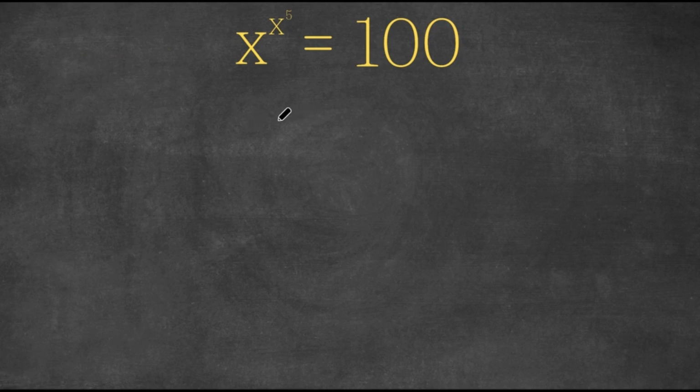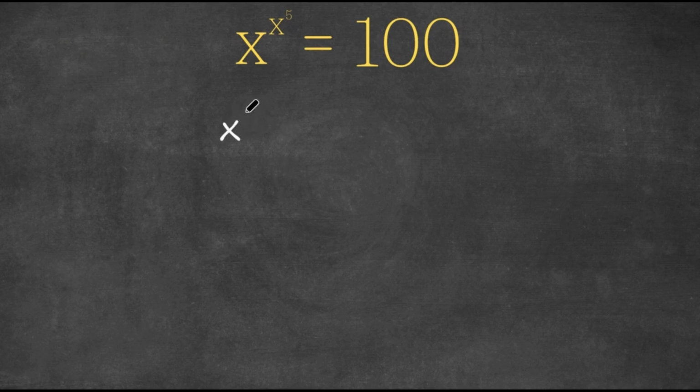In today's video, I'm going to be teaching you guys how to solve this exponential equation. So we have x to the power of x to the power of 5 is equal to 100. Now what I'm first going to do is I'm going to take the power of 5 on both sides.